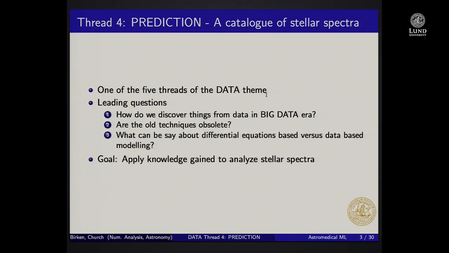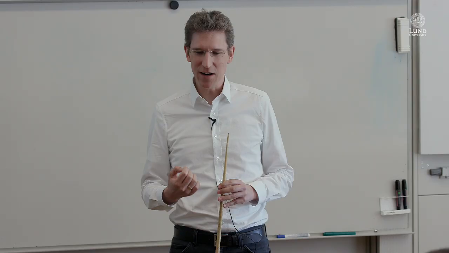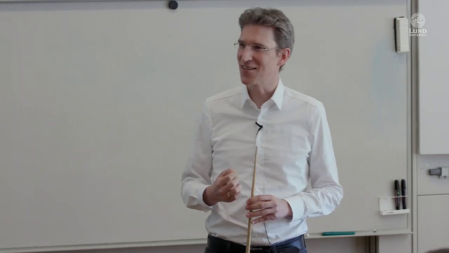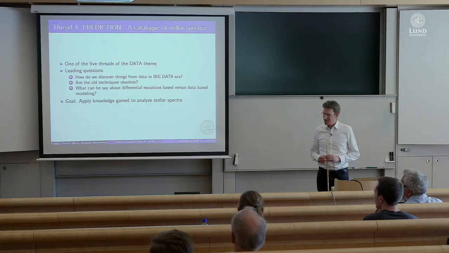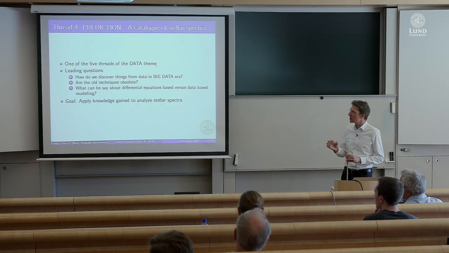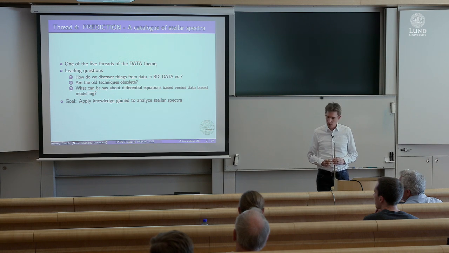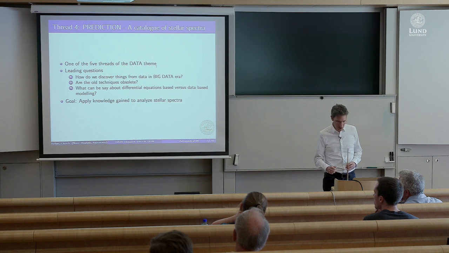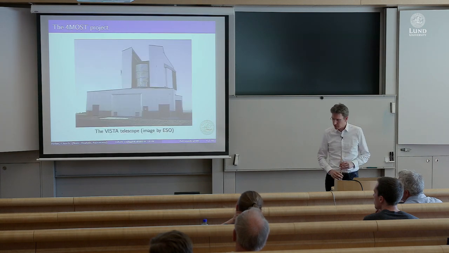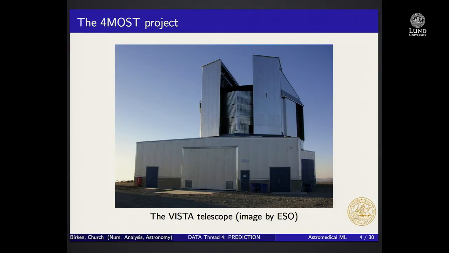This thread, a catalogue of stellar spectra, was one of the five threads of the data theme. And the leading question here is, how do we discover things from data in the big data area? And a personal question for me is, where's the place for the old techniques? Are these obsolete, or do we still use them? When do we use them? Otherwise said, what can be said about differential equations-based modeling versus data-based modeling? And now we want to apply this knowledge gained to stellar spectra. So this is the core motivation that we have.